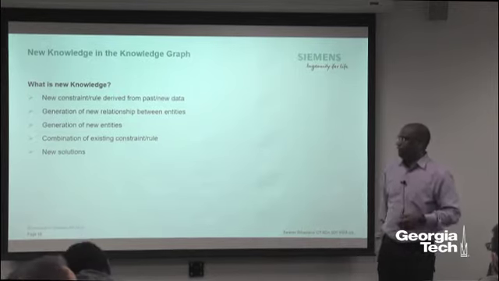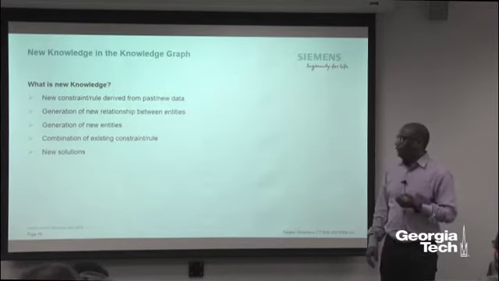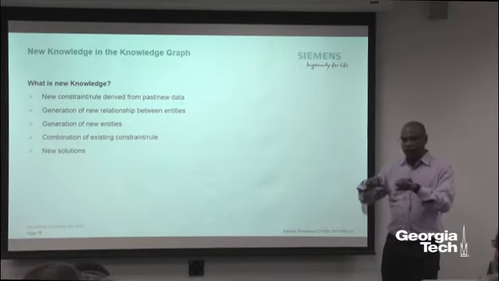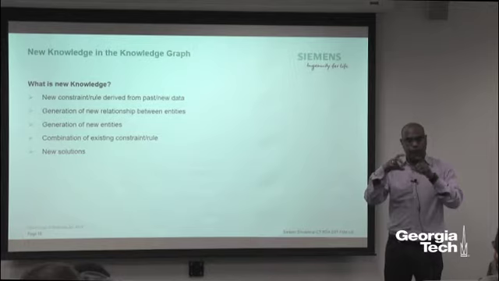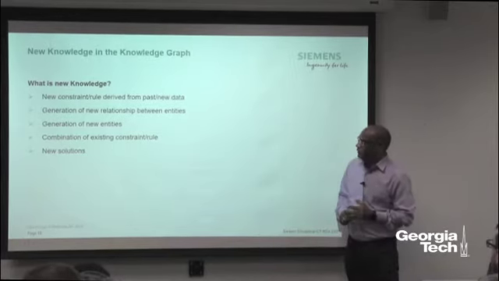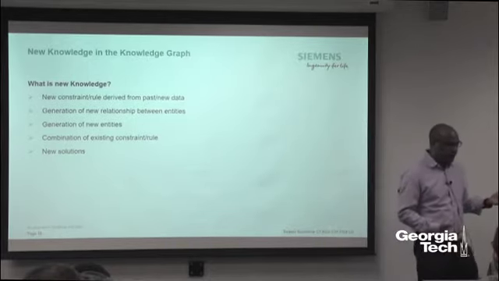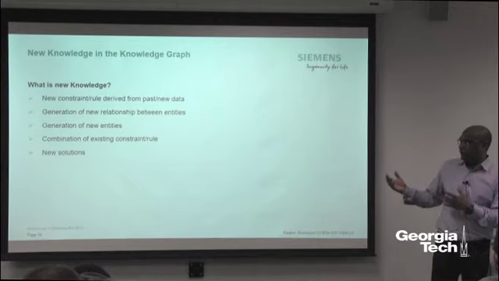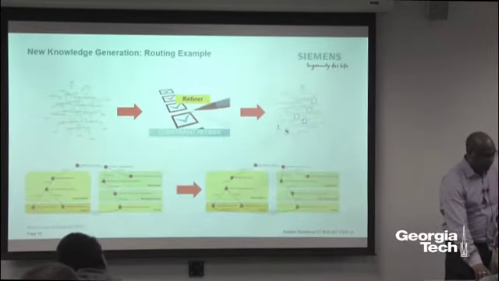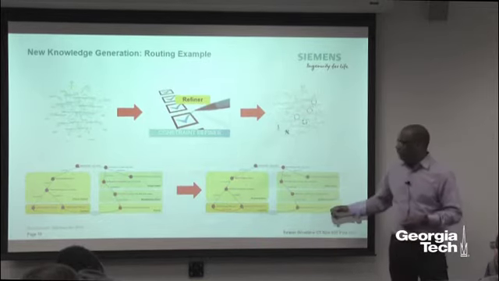It can be in the form of generation of new entities, which basically means new kinds of nodes, or it can be a combination of several rules or several edges which occur together, and you look at the topology of the knowledge graph and try to find similar topology in other knowledge graphs. Or it can be a new solution itself. Once you add the new solution to your knowledge graph, it brings new knowledge along with that solution. So this is just an example of what it means to have new knowledge.